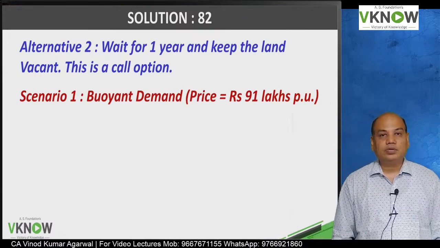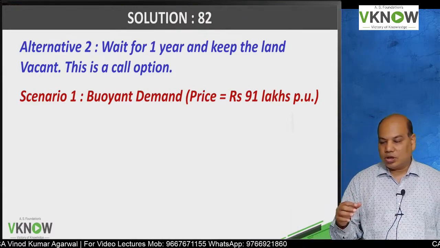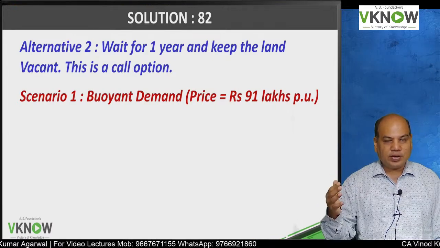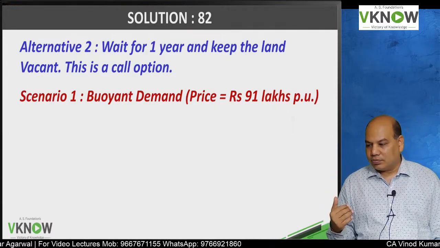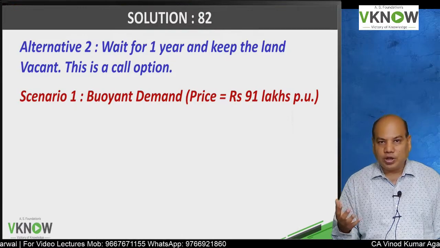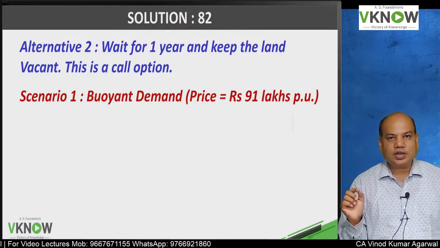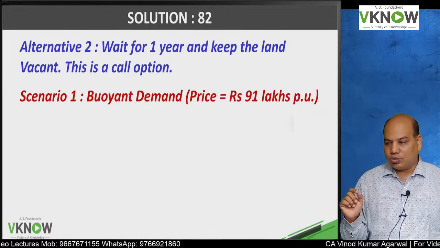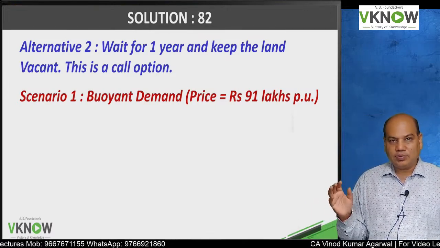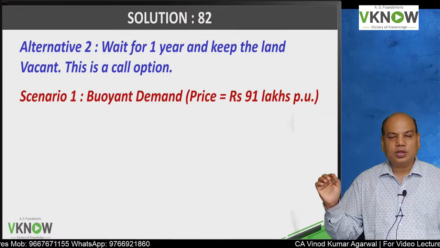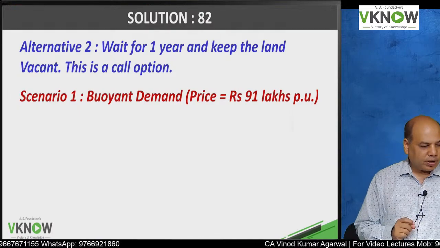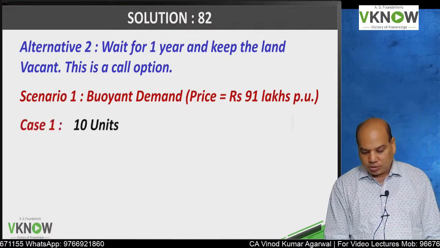And after you wait for 1 year, there are two scenarios. One is buoyant market, the other is sluggish market. If the market is buoyant, the flats can be sold for 91 lakhs. So write down scenario 1, buoyant market, in bracket, price is equal to 91 lakhs per unit.